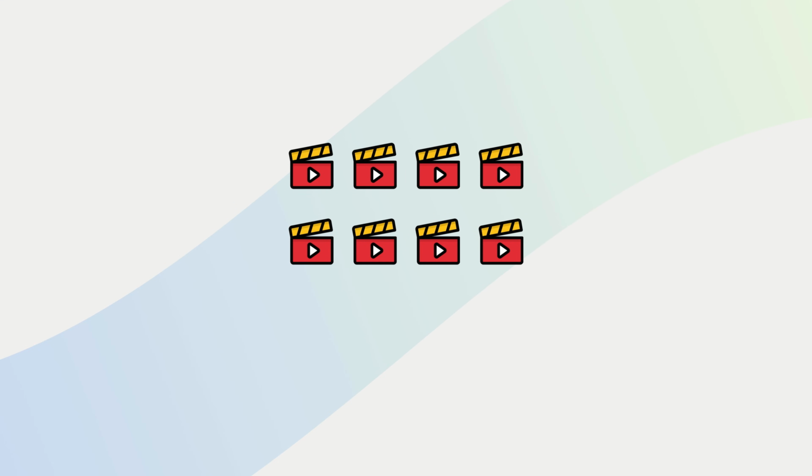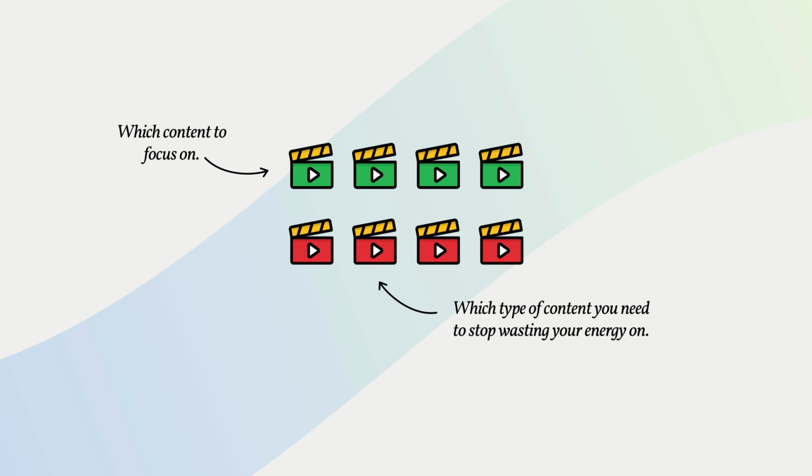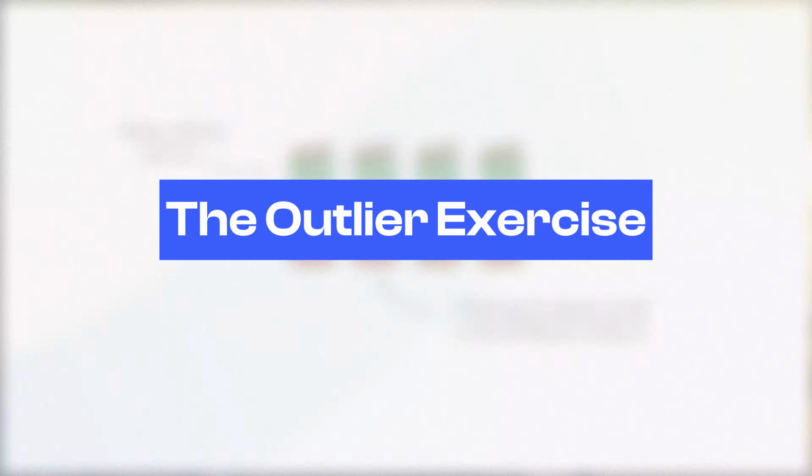But there is a way to know, a method that shows you exactly which content to focus on and which type of content you need to stop wasting your energy on. It's called the outlier exercise. And once you understand it, you'll know how to read your content like data instead of feeling personally attacked when it doesn't perform.